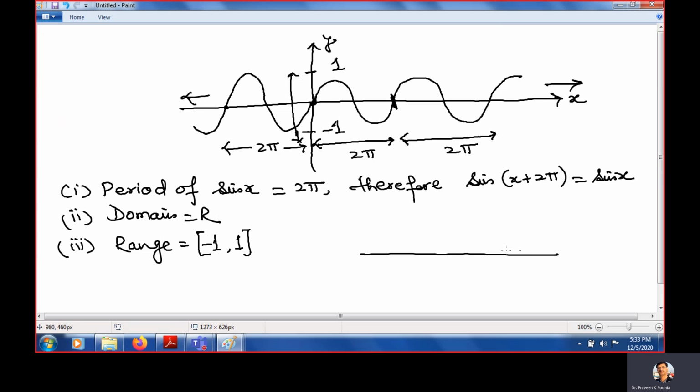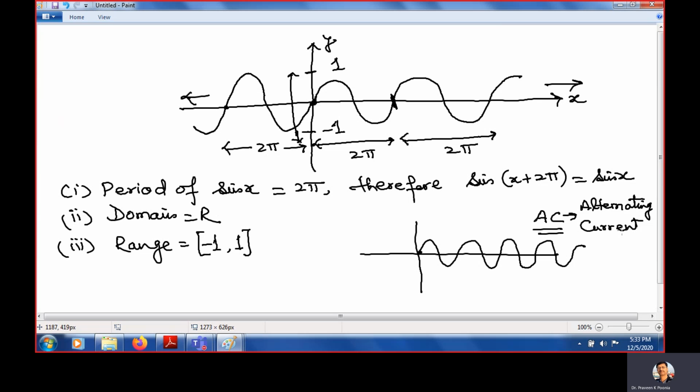Whenever you want to draw the graph, this is the y-axis, this is the center. Just start. This is like the electricity at your home. This is AC. AC means alternating current. That current is flowing in wires, and it moves like this graph. It is up and down every time. Clear? This is how the graph of sin x looks.